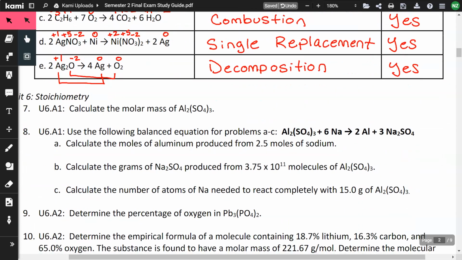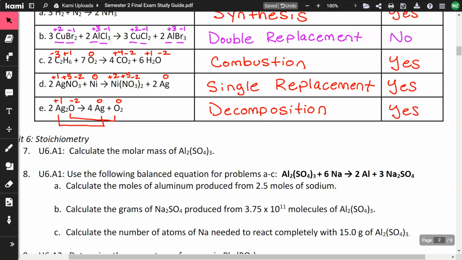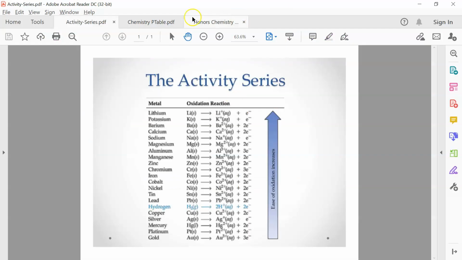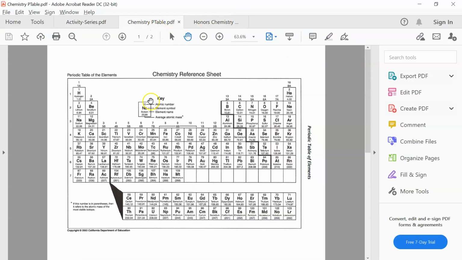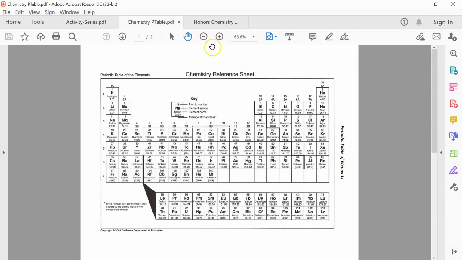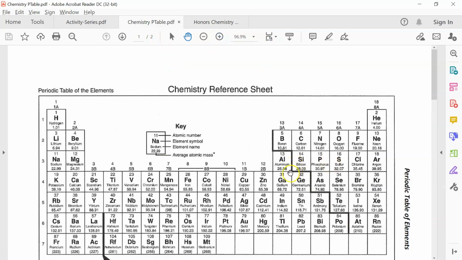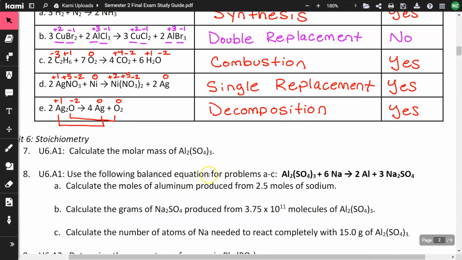Okay, calculate the molar mass of Al2SO4. All right, so when we calculate molar mass, we're going to need to go to our periodic table and look everything up. Okay, so here is my periodic table. Aluminum is 26.98. And let's see, we have sulfur. Sulfur is 32.07. And oxygen is 16.